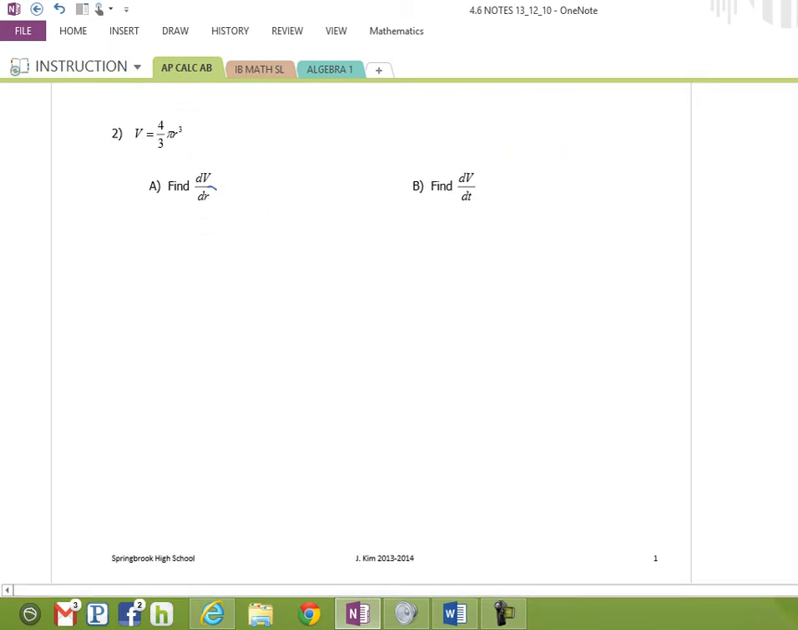So we're going to do this with respect to r. The derivative of V with respect to r is equal to 3 times 4/3 pi r squared. And since we're doing this in terms of r, this is what it would look like if I did every step. This cancels. These cancel. So dV/dr is equal to 4 pi r squared.